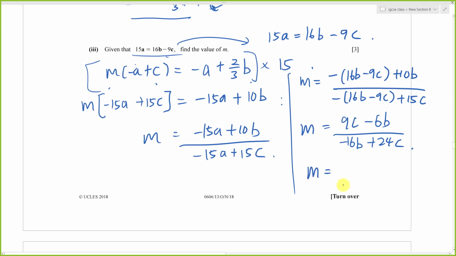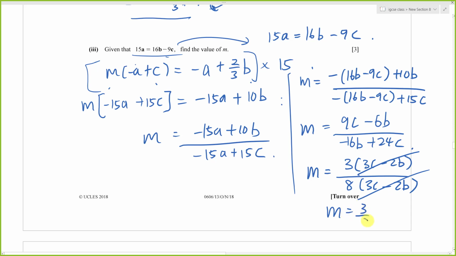Then factorize out some number 3. Then I will have this c is positive, right? Yeah, nice. So if I do like this, I will have 3c minus 2b. This one, if I factorize out the 8 here, I should get 3c minus 2b. Then I cancel it out. m equals 3 over 8.